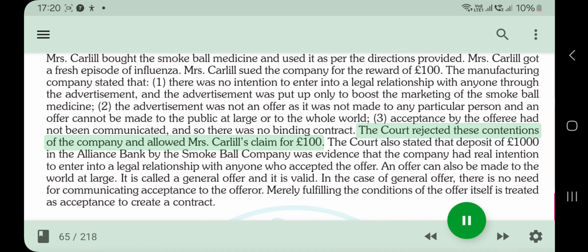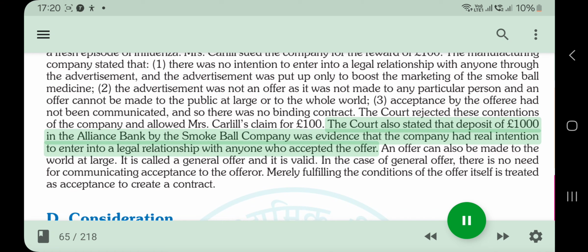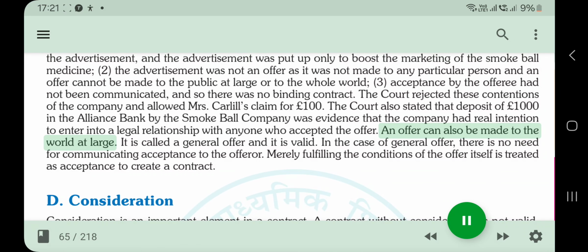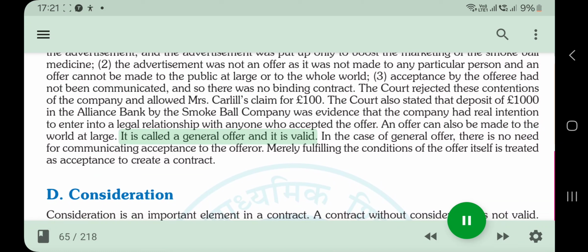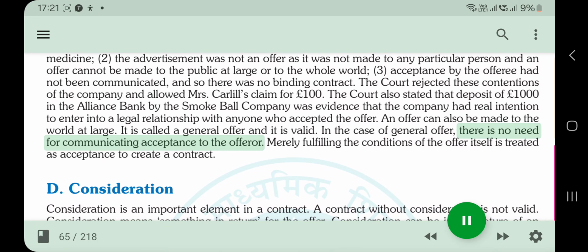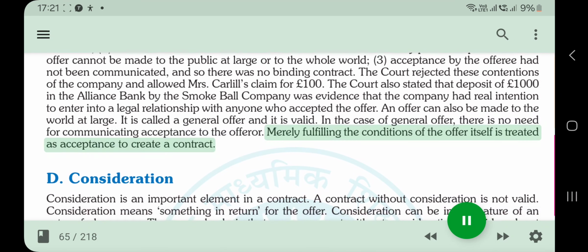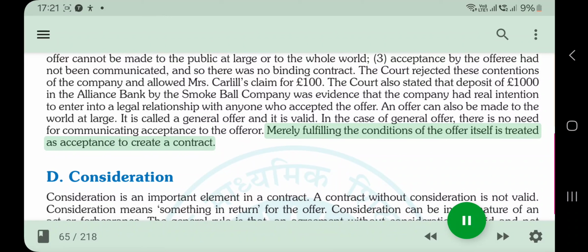The court rejected these contentions of the company and allowed Mrs. Carlill's claim for £100. The court also stated that deposit of £1,000 in the Alliance Bank by the Smoke Ball Company was evidence that the company had real intention to enter into a legal relationship with anyone who accepted the offer. An offer can also be made to the world at large. It is called a general offer and it is valid. In the case of general offer, there is no need for communicating acceptance to the offerer. Merely fulfilling the conditions of the offer itself is treated as acceptance to create a contract.